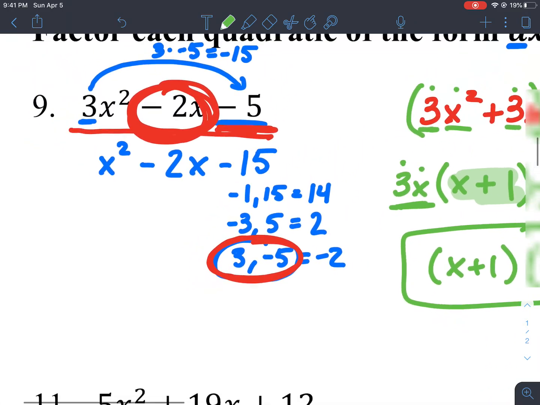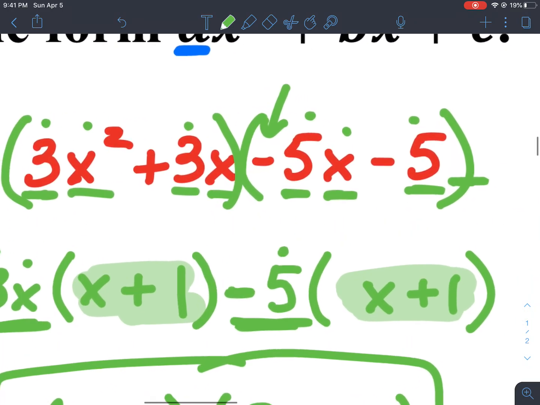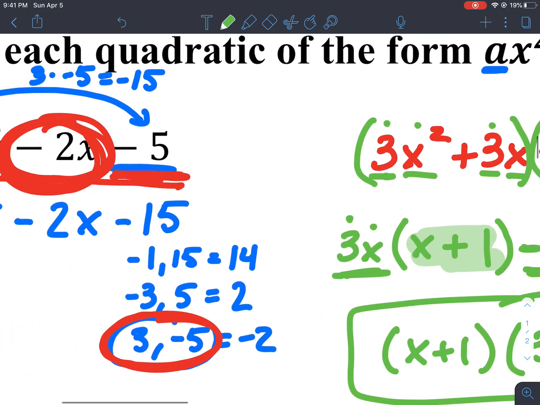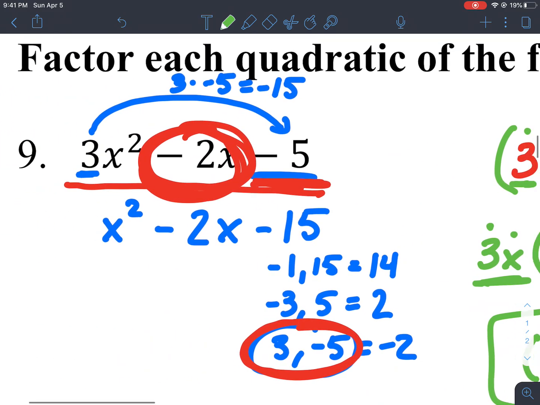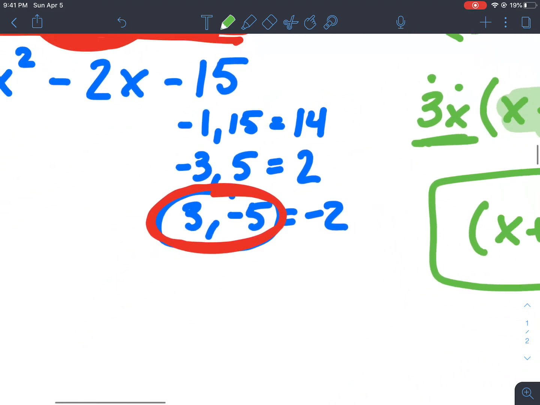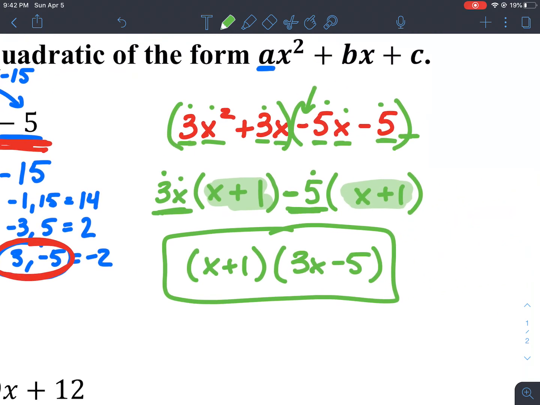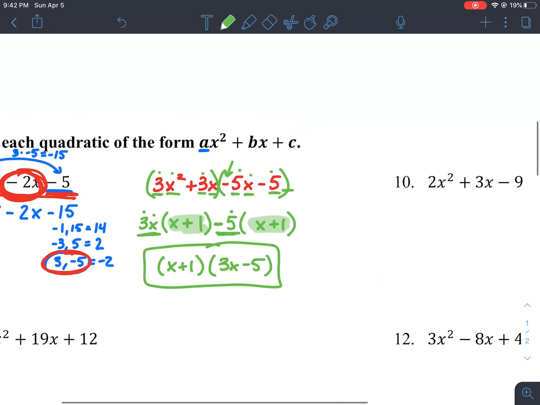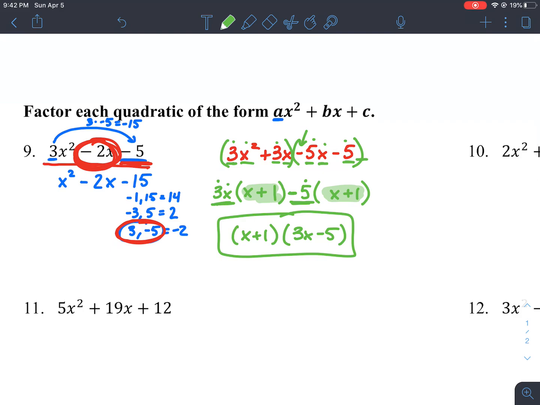From there, we rewrite the original, but we split that middle, that minus 2x, into our two factors, a positive 3x and a minus 5x. Then we chunk the first two terms together and the second two terms together, and factor out the GCF from each. These are far and away the most challenging. So if you struggle with these ones, do not worry. You are not alone. These are tough problems to do.